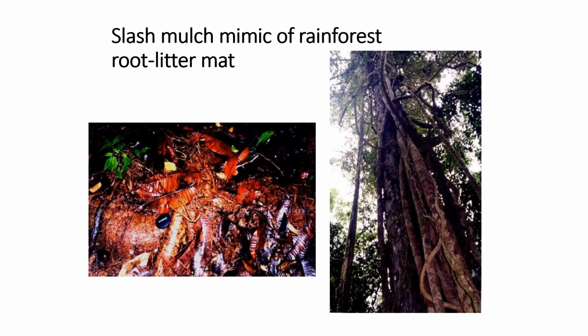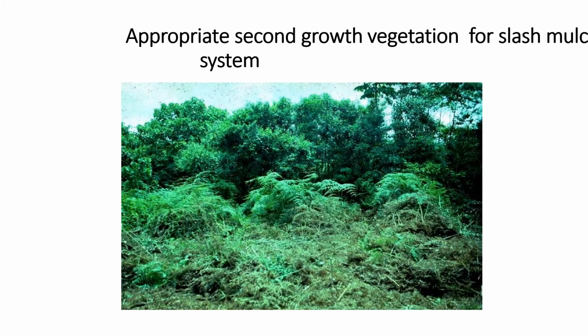So now in this slide you can see two pictures. One is located downwards and another is longitudinally present, and this mulch mimics the rainforest root litter mat. Now this slide is of appropriate second growth vegetation for mulch system. You can see the picture clearly shown over here.